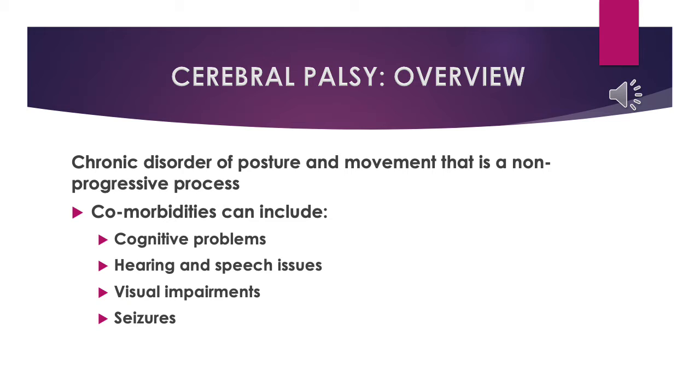So a quick overview of it, again, it is a chronic disorder of posture and movement that is non-progressive. There are a lot of different comorbidities that can happen with cerebral palsy, including cognitive problems, hearing and speech issues, visual impairments, and seizures. But with the children, you will see their disabilities are going to range greatly. There are 3 different spots that this lack of oxygen can cause cerebral palsy, and that is before, during, and after birth. So there's different times when this can happen.